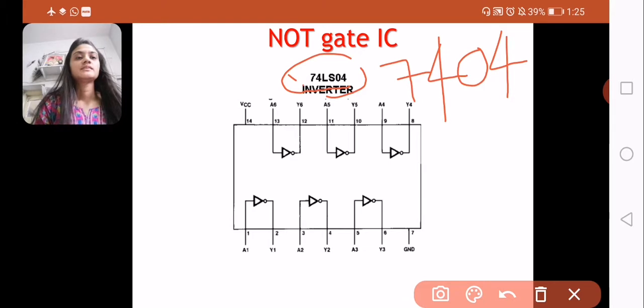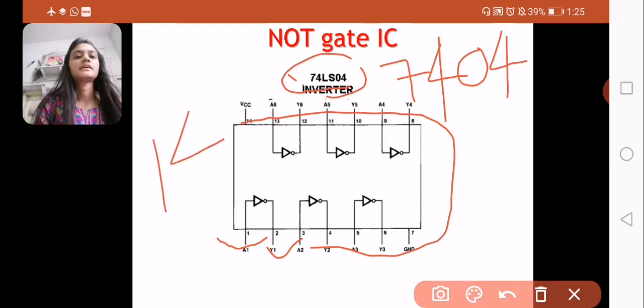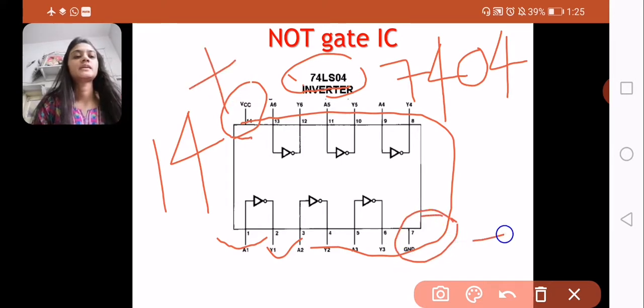Now each IC has a number of pins. It is also known as number of legs, right? So here starting from 1, 2 and 7 and 14. So pins available in NOT gate IC is 14. Out of this 14, 2 pins are fixed. 14 number pin is VCC plus supply, 7 number pin is ground negative supply. If these 2 pins are not connected, then IC will not work. So these 2 pins are compulsory when you are using this IC.